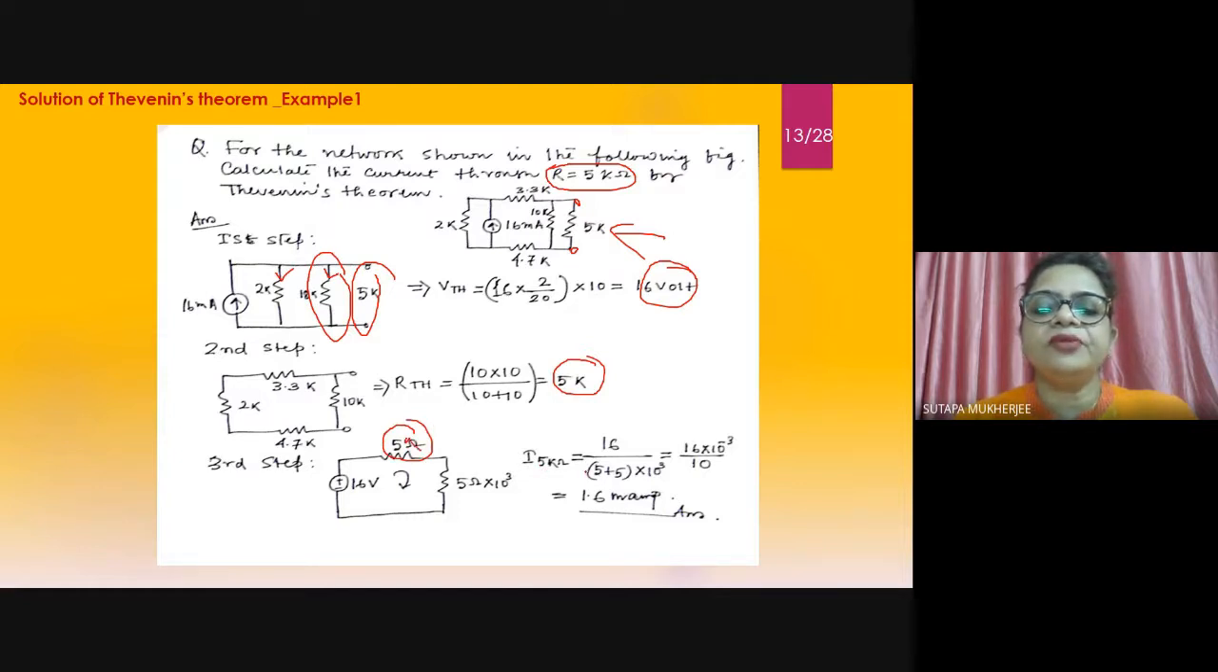So I5k will be what? 16 divided by 5 plus 5 into 10 to the power 3. This is simple Ohm's law. So if you do the solution, then you will be able to get the current, that is 1.6 milliampere. You will do it. Personally, you have to do it.